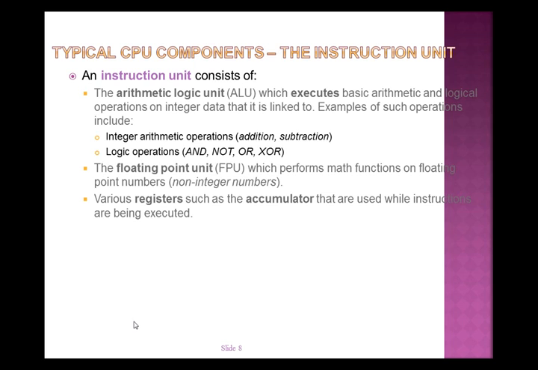Instruction unit also consists of various registers. As I told you, there are 5 types of registers: MAR, memory address register; MBR, memory buffer register; PC, program counter; AC, accumulator; IR, instruction register. So there are basically 5 types of registers. The accumulator is used for calculating the instructions, interacts with the ALU, and stores the result. Which result? Starting result, intermediate result, as well as the ending result.